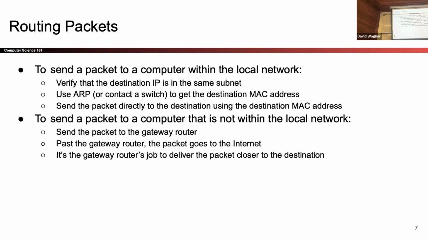Okay, so to send a packet, how does a packet get to the destination? How do the machines figure out how to pass on a packet so that it'll reach the eventual destination? The way it works is when my laptop sends an IP packet, we check whether the destination IP is on the same subnet, same local area network.